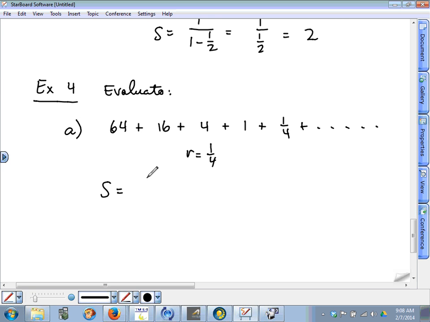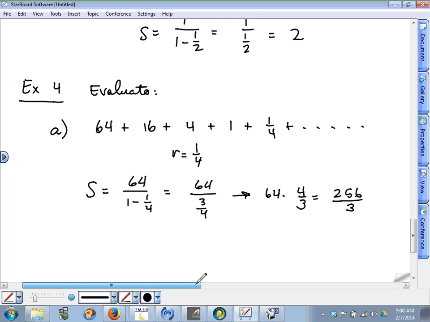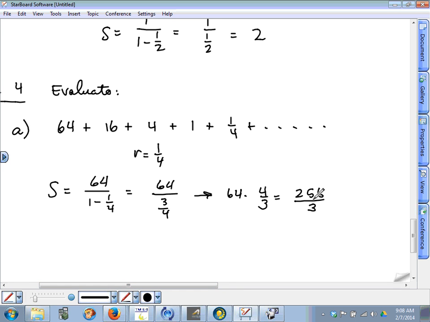So the infinite sum is the first term, 64 divided by 1 minus 1/4. So that's 64 divided by 3/4, which is the same as 64 times 4/3, which is 256 divided by 3. This doesn't divide evenly, so we can just leave it. If you put 85 and a third, that'd be all right, but if you left it 256 over 3, that'd be fine.